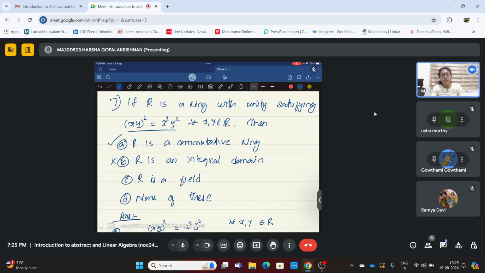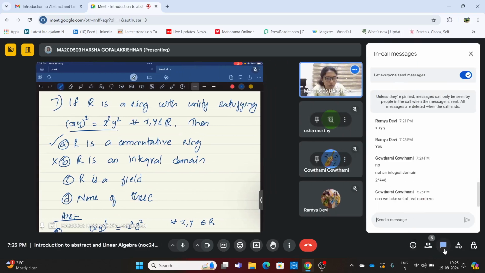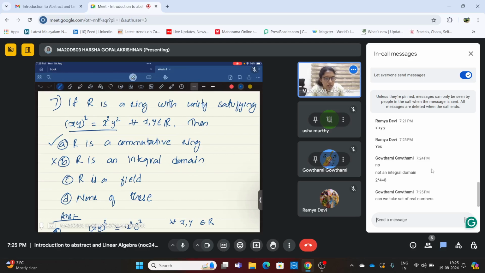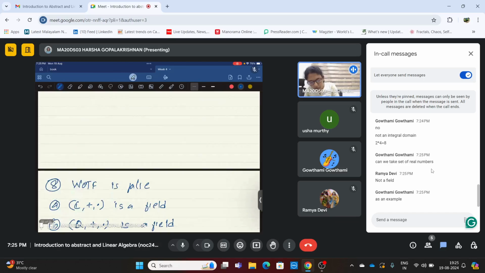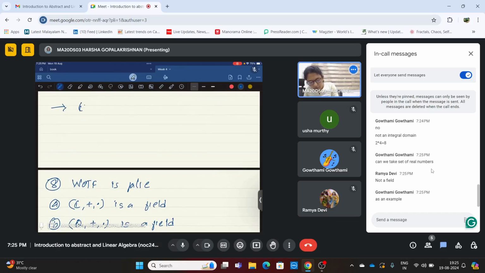Now what about whether it is a field or not? That is a very easy question again. Can we take the set of all real numbers? If you are taking the set of all real numbers, the set of all real numbers under addition and multiplication is actually a field.